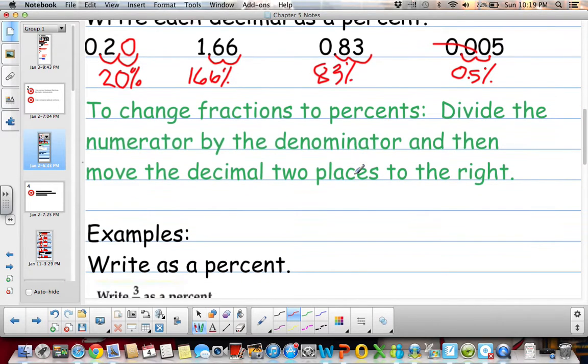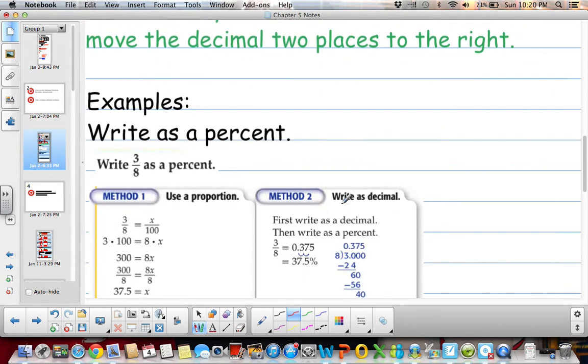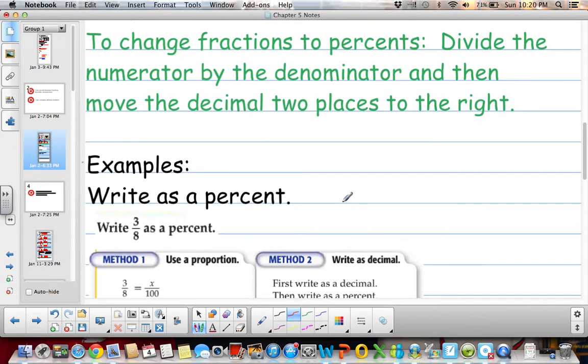Okay, if we want to change fractions to percents, we already did in lesson 5.1 changing fractions to percents by changing the denominator so that it is 100, but that is not always the case. Sometimes we can't get it to be an even 100. So what we could do, and you could write this down if you want in your notes really quick, to change fractions to percents, we're going to divide the numerator by the denominator and then move the decimal 2 places to the right.